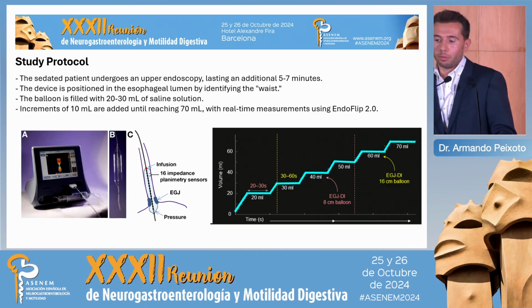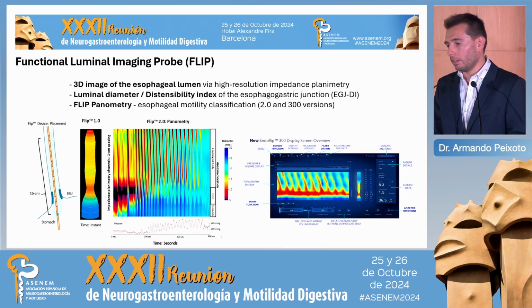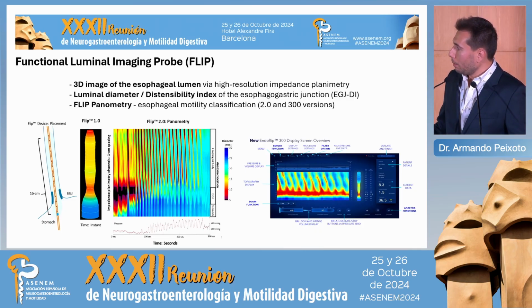And this is what we get when we fill the catheter with the saline. These are the images that we got from the first version of the FLIP. So we will only study the EGJ dynamics, so the cross-sectional area and the distensibility index. But with the 16 centimeter catheter, we can see that as we fill the balloon, we are getting certain patterns of contractility. This is not pressure, again, this is diameters, in which the blue colors correspond to wider diameters, and the red colors correspond to narrow diameters. So we can see changes in diameter all over the distal esophagus and the EGJ.